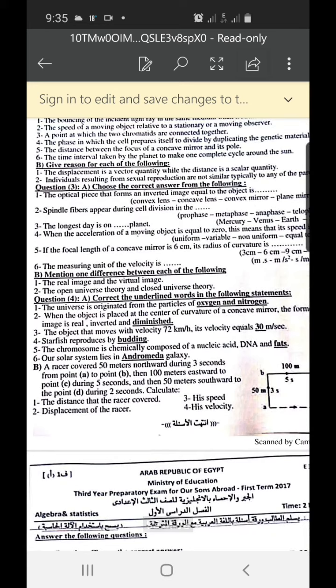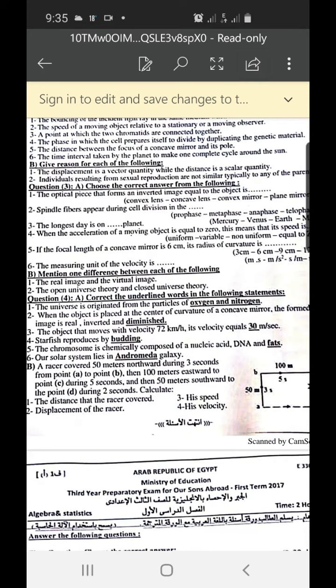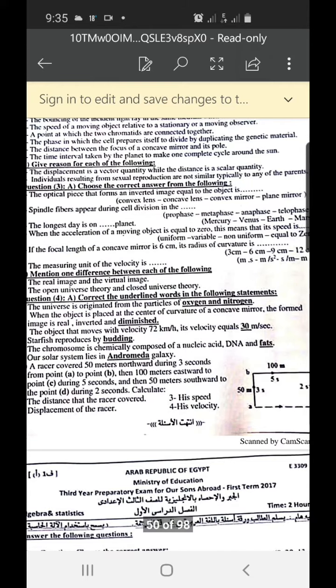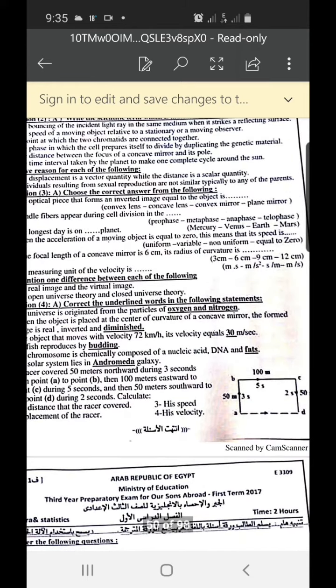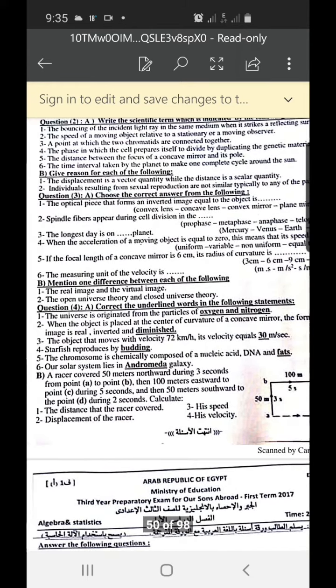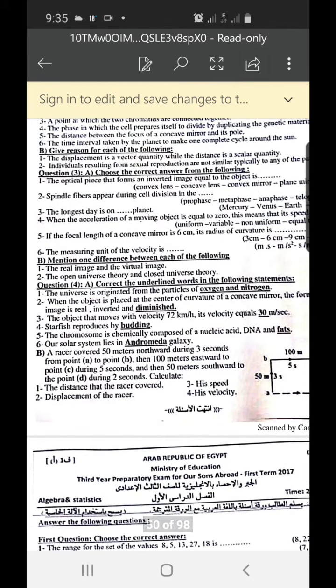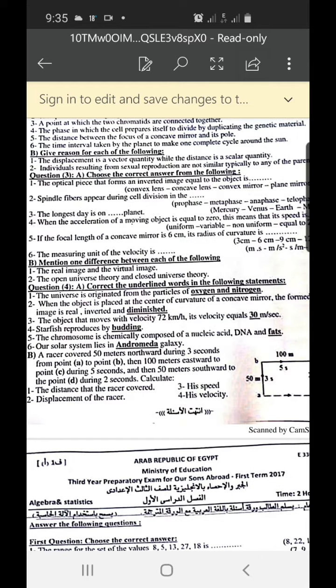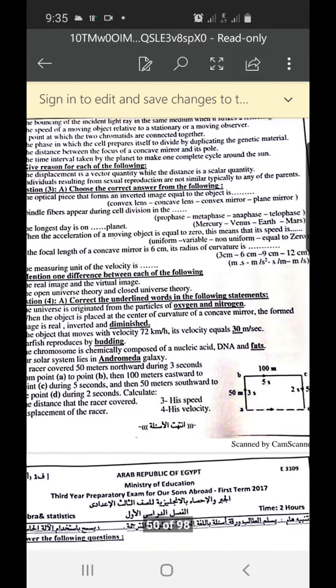Number 2, spindle fibers appear during the cell division in space. Prophase, metaphase, anaphase, or telophase. The answer is prophase. Number 3, the longest day on space planet. This question is cancelled.